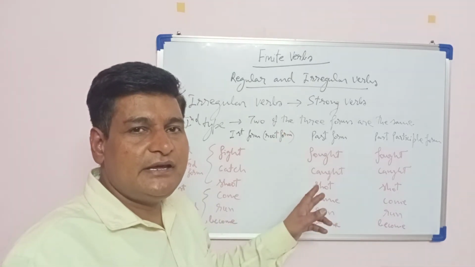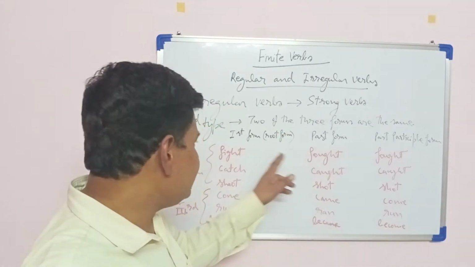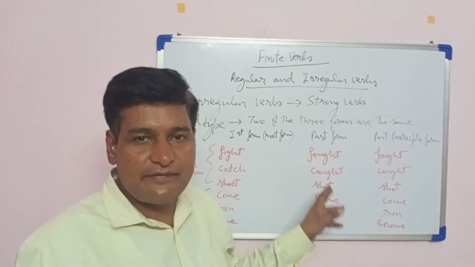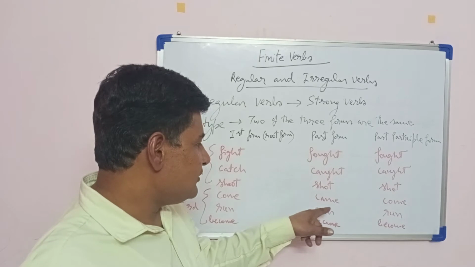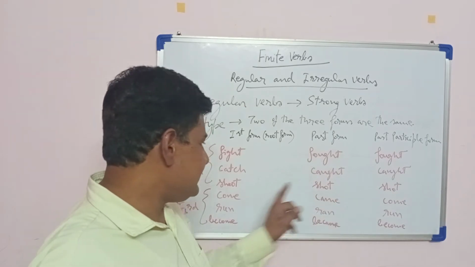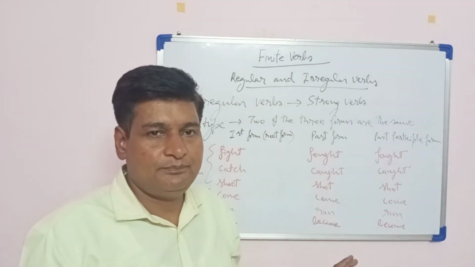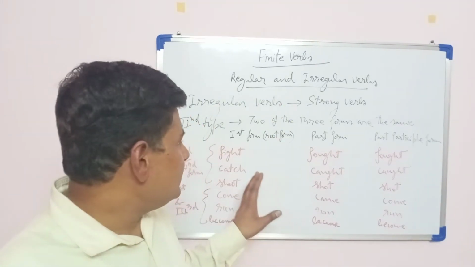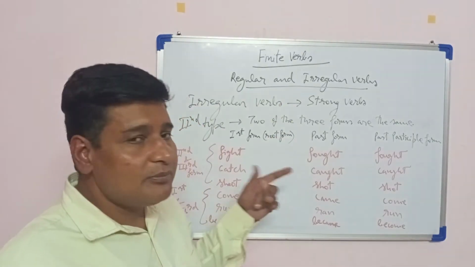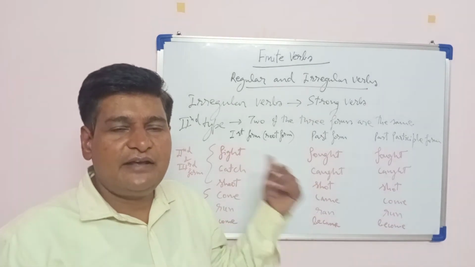So in the first three category, you can see that second and third form are the same. And in the second part, in the last three verbs, you can see that first and third forms are the same. So those who want to note it down, they may note it quickly. Now we are proceeding for the next type.